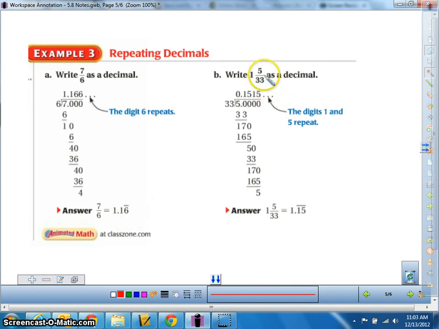If we have 1 and 5/33, again, we're going to do the same thing. We need to just figure out what the decimal point is for that fraction of the number, and our 1 becomes our whole number out front. So 5 divided by 33 gives you 0.15 repeating.